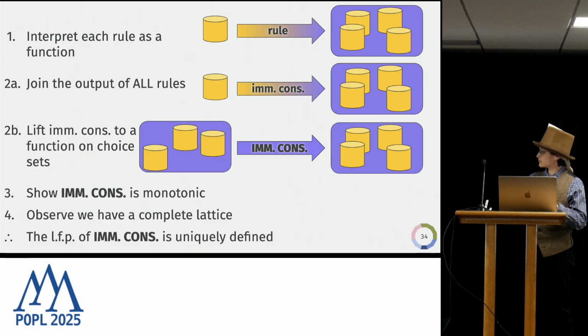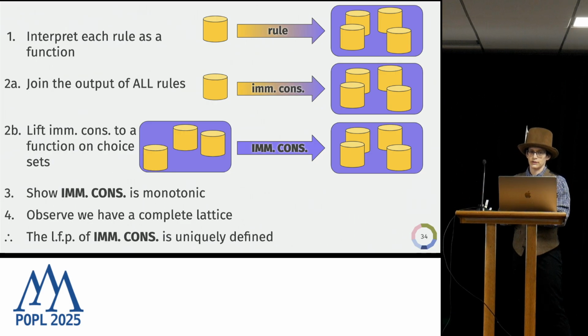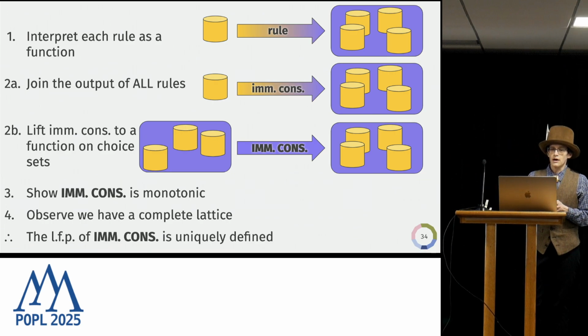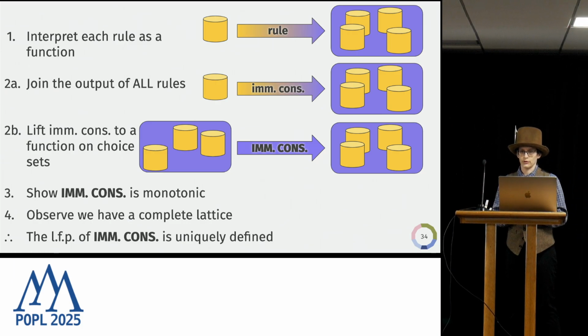OK, so adapting this recipe. First, we're going to interpret each rule in a finite choice logic program as a function from a database to a set of databases, a choice set. Then we'll join the output of all rules using an appropriate definition of join.